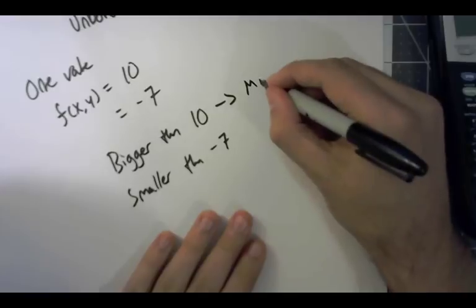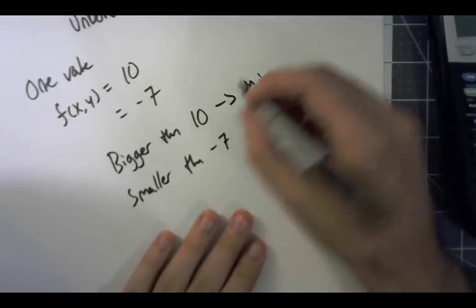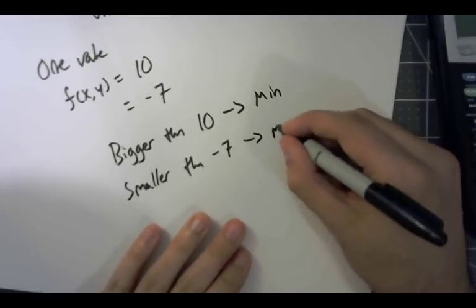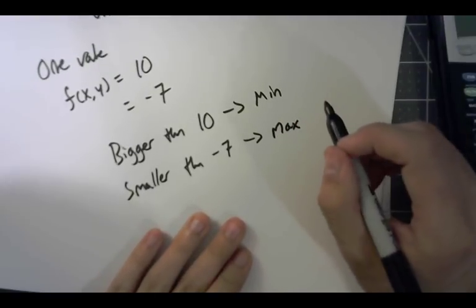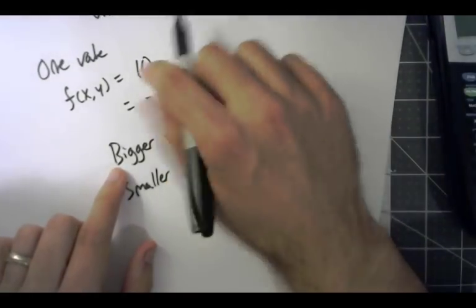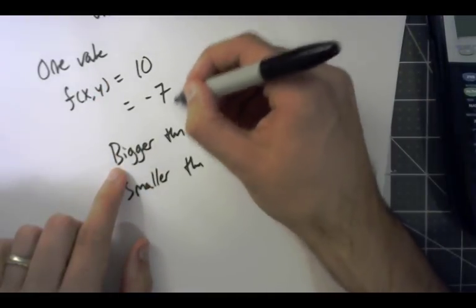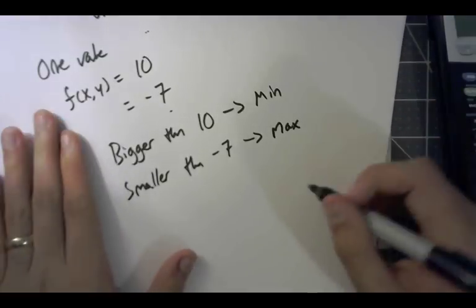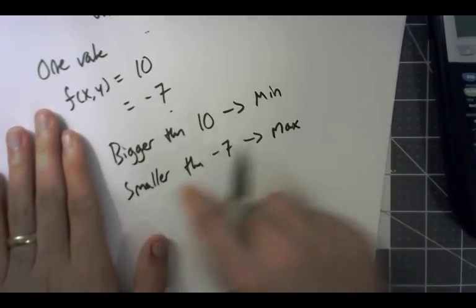Bigger than 10 means we have a minimum, because then it'll keep going up. It'll keep getting bigger and bigger. If it's smaller than -7, we have a maximum. So we need to test points in there, in here, and get something smaller than this or bigger than this. If it's in between, we've got to keep trying. So we're looking for bigger than one or smaller than the other.